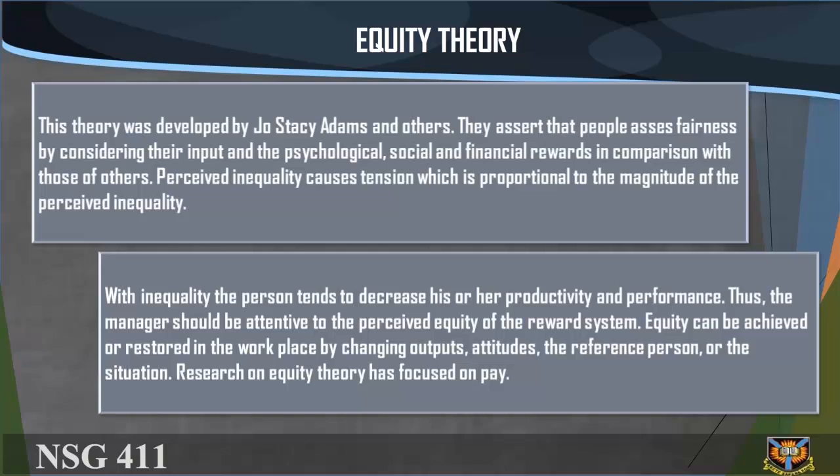Equity theory. This theory was developed by John Stacey Adams and others. They assert that people assess fairness by considering their inputs and the psychological, social, and financial rewards in comparison with those of others. Perceived inequality causes tension which is proportional to the magnitude of the perceived inequality.